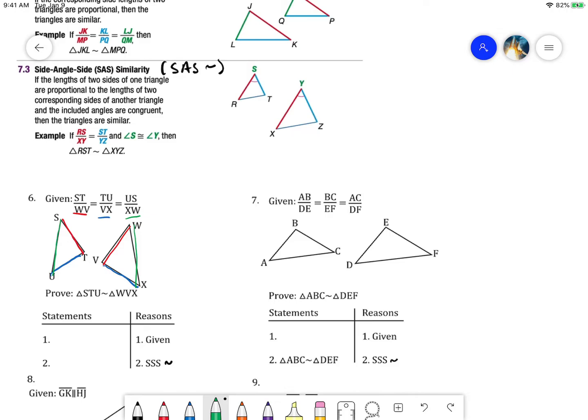What's the very first thing we need to write whenever we're doing a proof? The given information. In this case, it's ST over WV is equal to TU over VX, sorry, my U's and V's kind of look similar, and then US over XW. Now, my whole goal here is to prove that triangle STU is similar to triangle WVX. Do we know that that's got to be true?